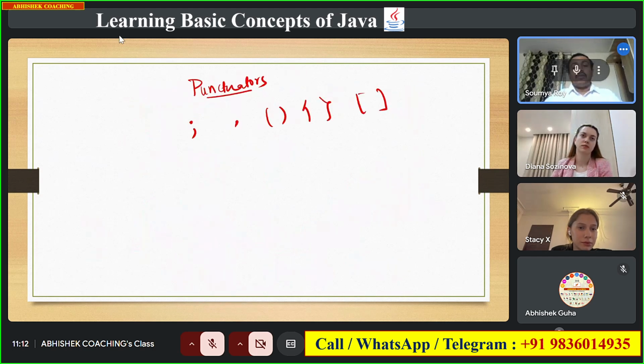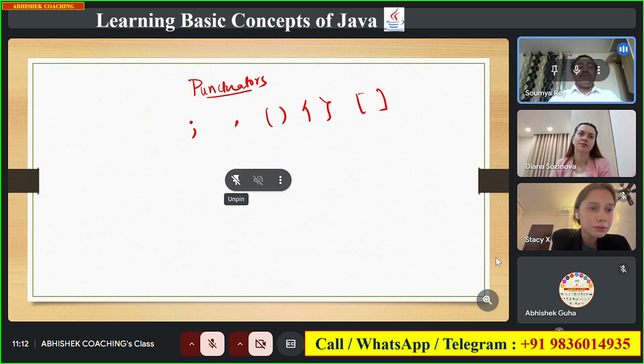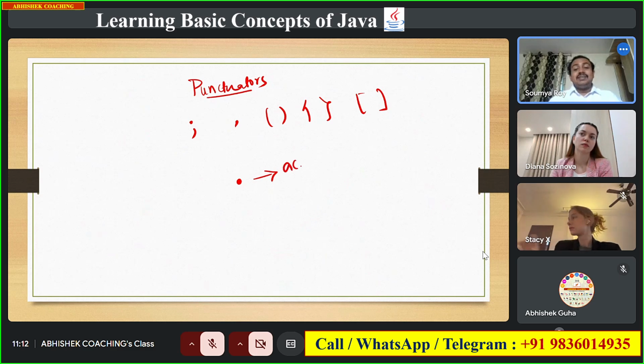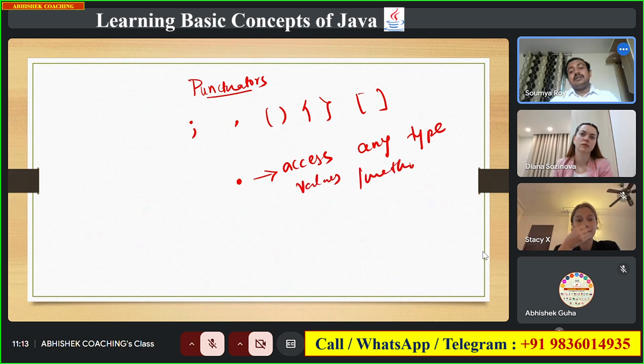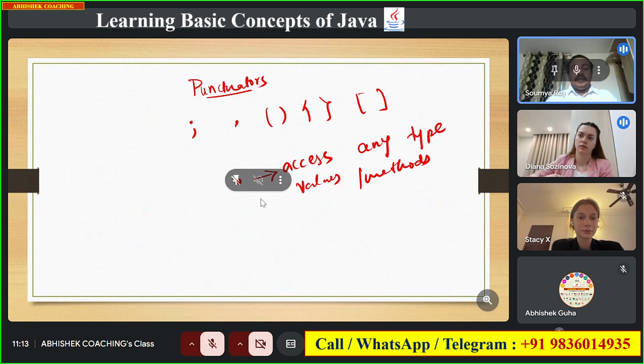One more important operator which we use in Java is the dot operator. It is very important to access any type of values or methods from a class. We use the dot operator. So I am done with my class today.